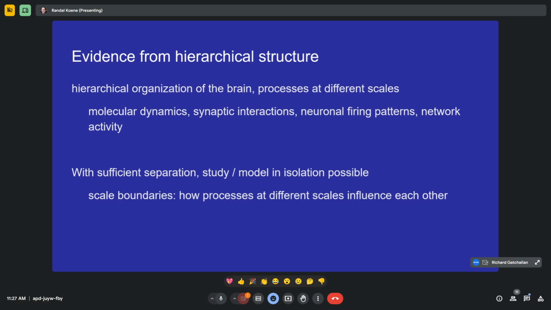As was already mentioned in the 2008 roadmap, the brain has a hierarchical organization with different processes and structures operating at different scales, from molecular dynamics, synaptic interactions, neuronal firing patterns, to large-scale network activity. Scale separation suggests that these can be studied or modeled in isolation to a degree. And the roadmap discusses identifying appropriate boundaries between scales, such as molecular, synaptic, cellular, and network levels, and determining how processes at different scales influence each other.